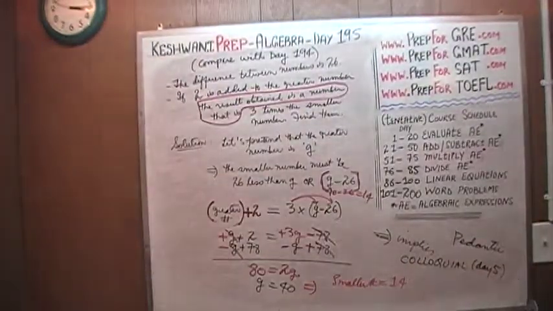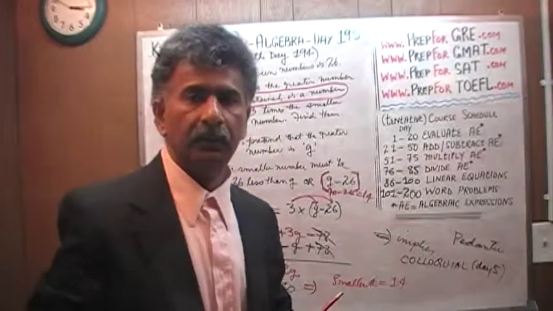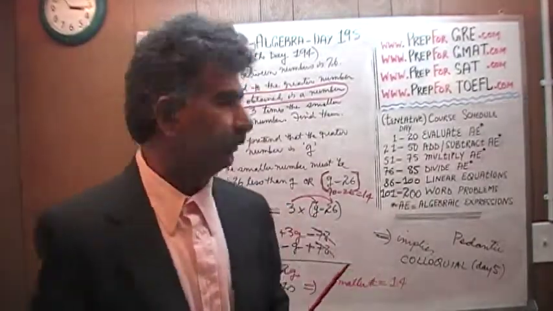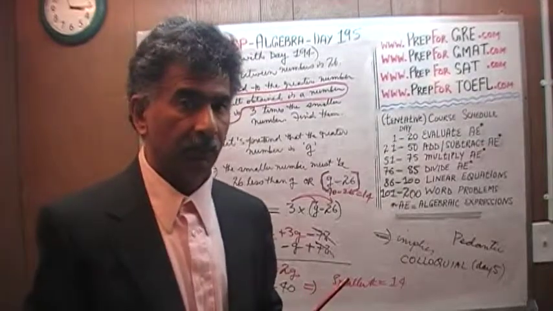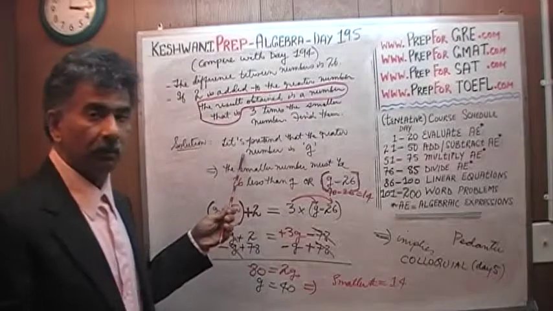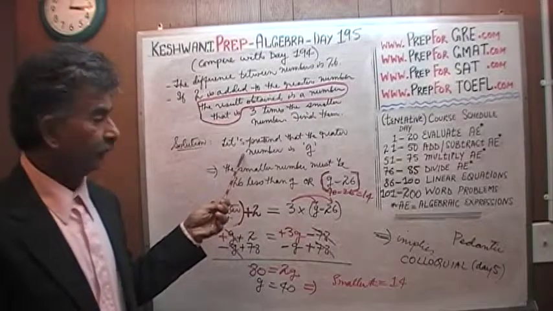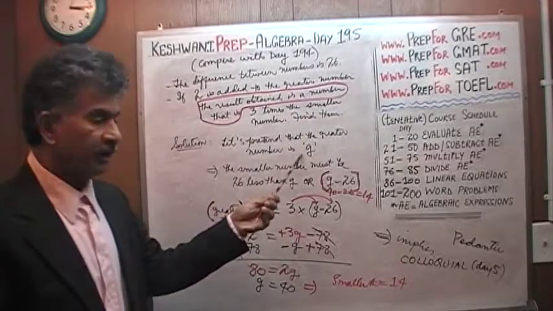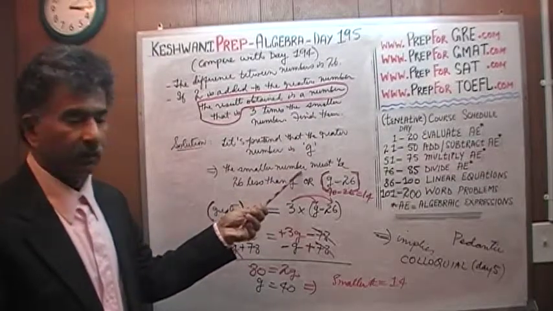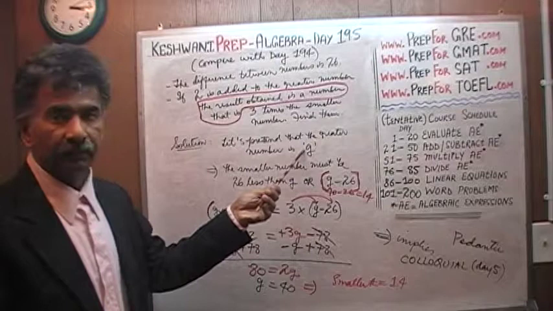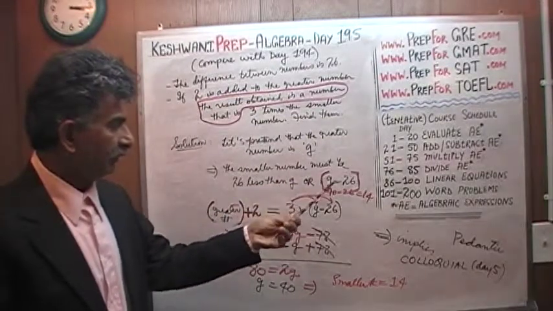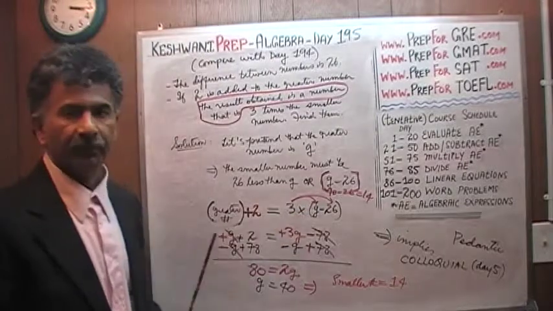What I want to do now is to redo the whole problem by looking at the universe from the point of view of not the greater number, but the smaller number. In this solution, we looked at our universe. The center of the universe was g, the greater number, and we asked ourselves, how does the small number compare to the large number? Well, the small number is 26 less than the large number.